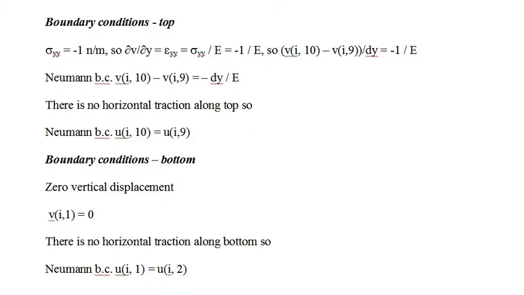There is 0 vertical displacement along the bottom boundary. That corresponds to a Dirichlet boundary condition on v(i,1) equals 0 along the bottom. There is no horizontal traction along the boundary, and we're going to let it slide freely along the bottom, so we inherit the horizontal displacement from the row above it using a passive Neumann boundary condition of u(i,1) equals u(i,2) along the bottom.